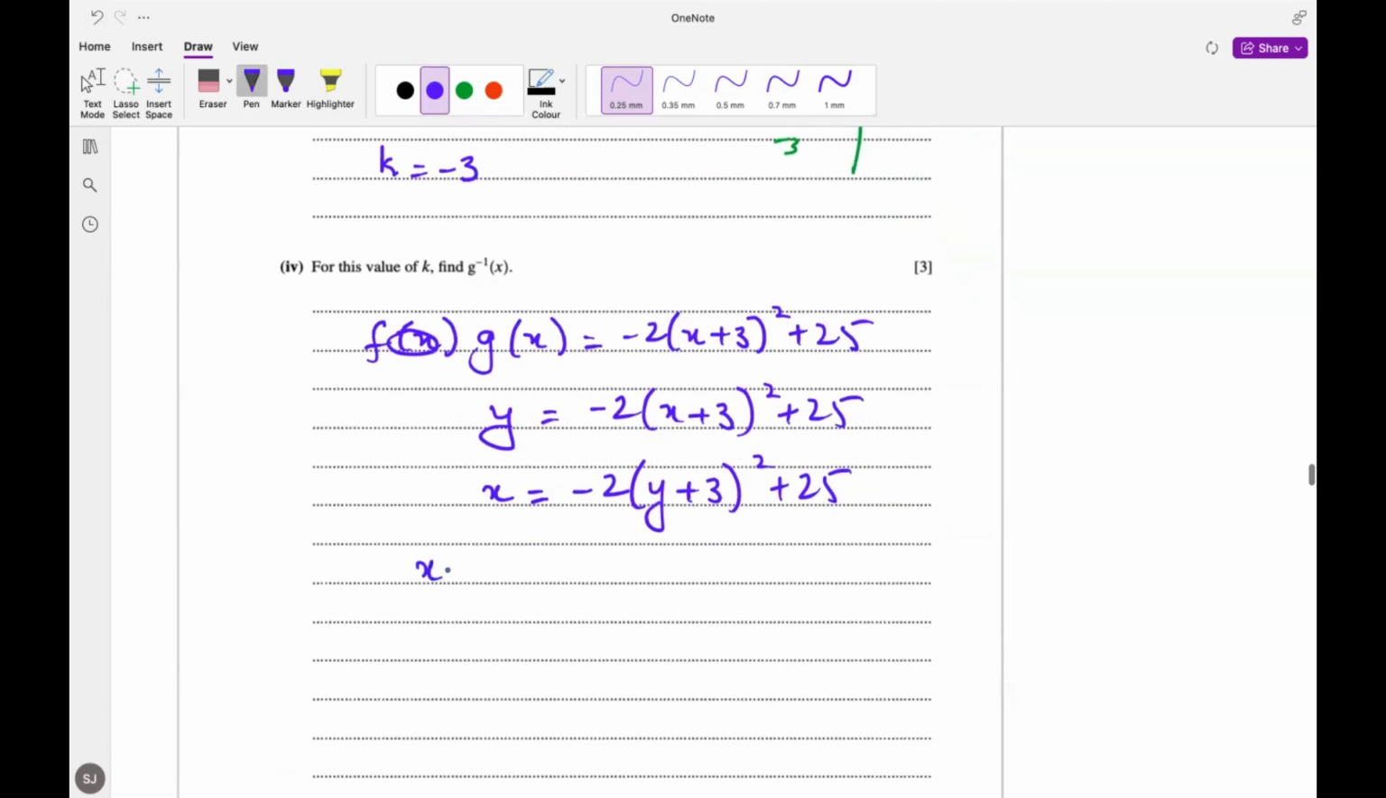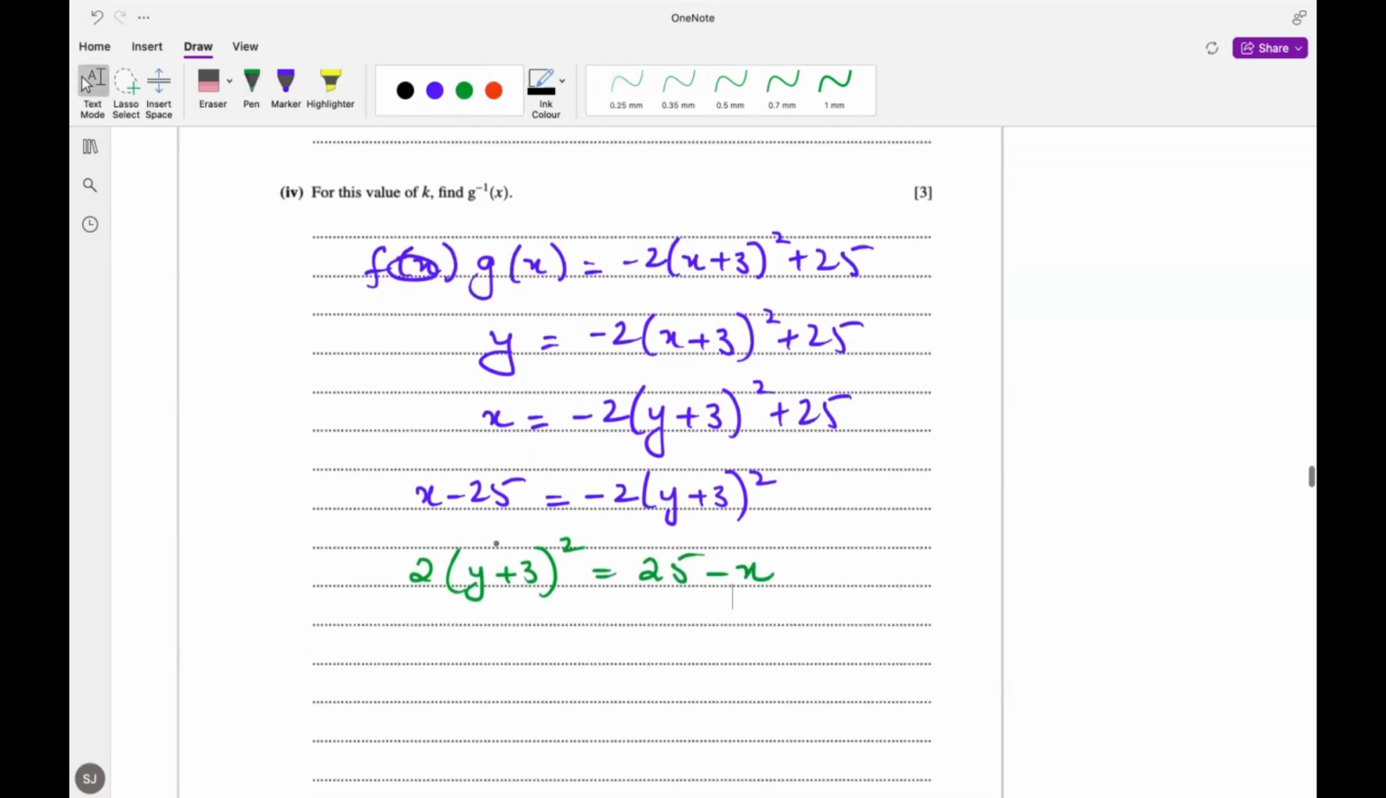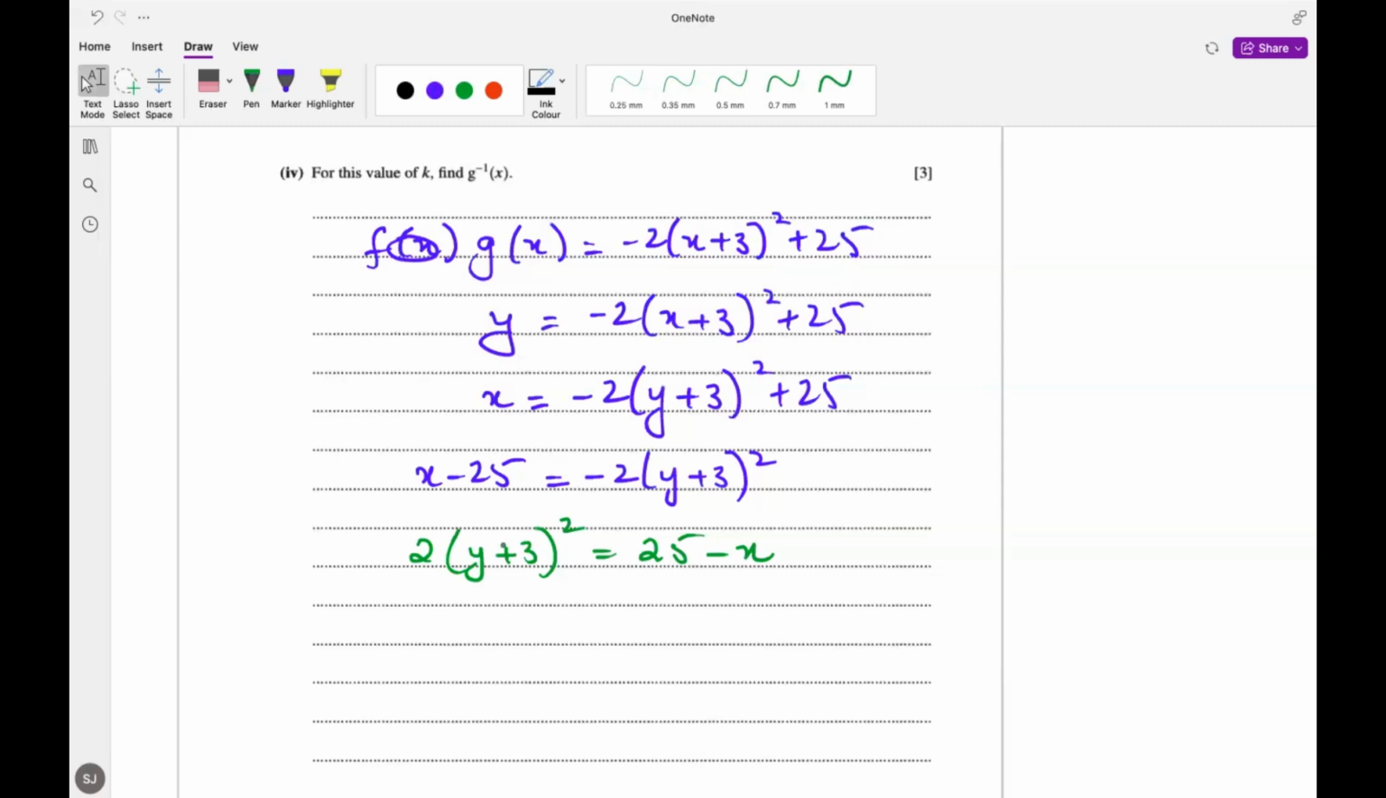So this will be x minus 25 is equal to minus 2 into (y plus 3) whole squared. We can exchange the signs over here to make this positive. So we can write it as 2 into (y plus 3) whole squared. So this will become positive 2, and we'll bring the minus 25 on this side. This will become 25 minus x. Now dividing by 2 on the other side, we'll get (y plus 3) whole squared is equal to (25 minus x) upon 2.